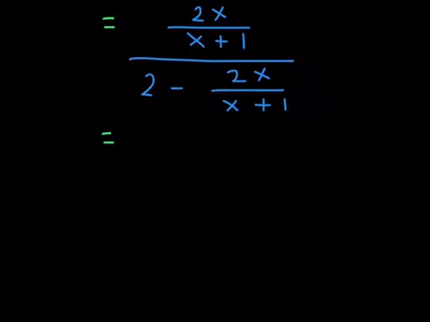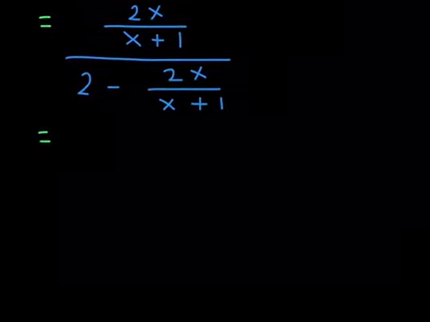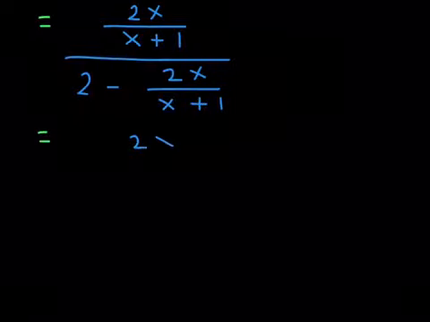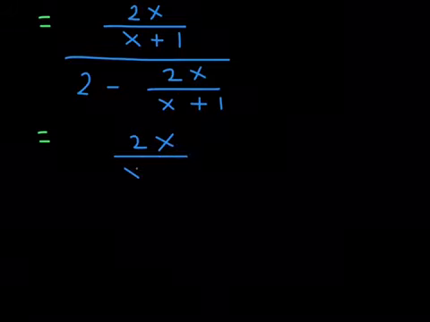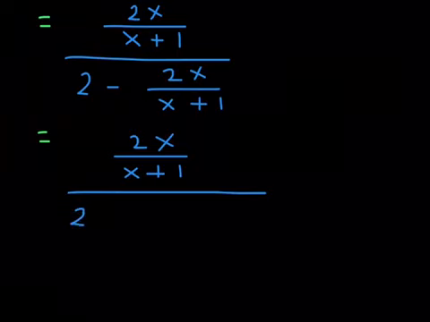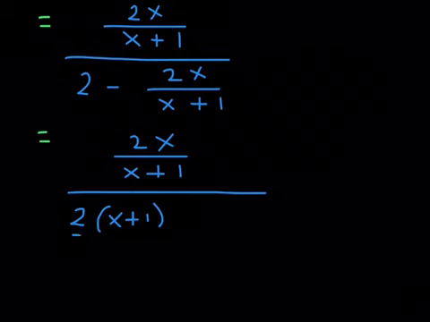Let me move this over here. Yeah, that's good. So the numerator is staying the same, 2x over x plus 1. But in this denominator here, the number 2 must be written as a fraction whose denominator is x plus 1.